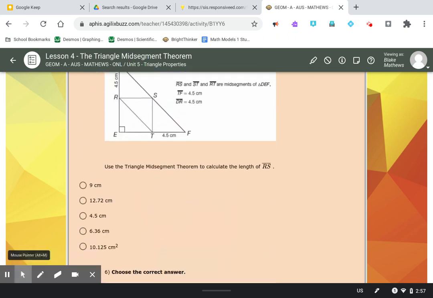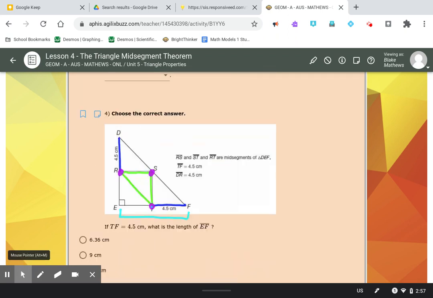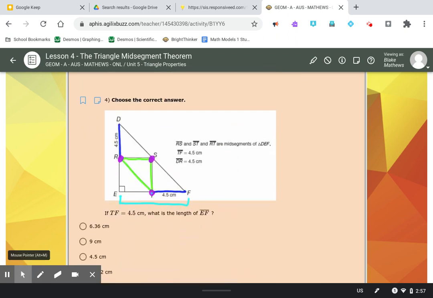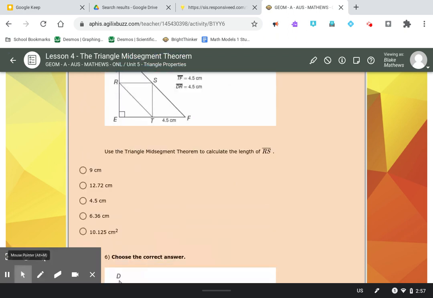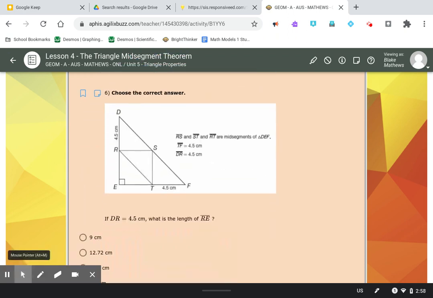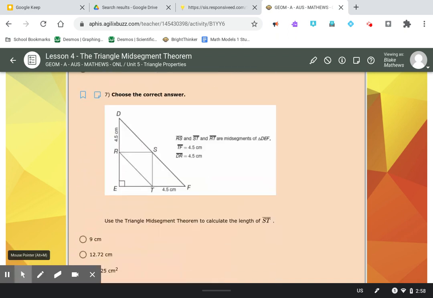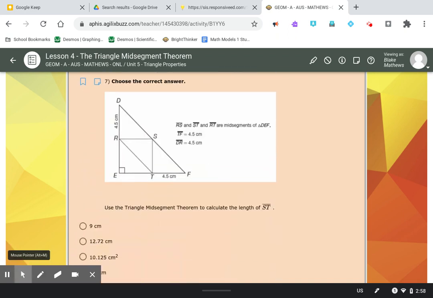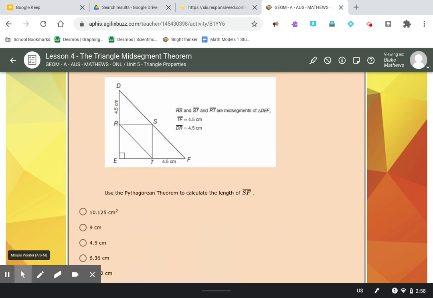More of the same down here. You're going to calculate all the various lengths. So use these values, 4.5 here and here, to calculate all these values. I'll just go ahead and say this first one, that's going to be 9 centimeters. So EF is going to be 9 centimeters because this is also 4.5. Similar idea for the rest of that. So that's the same thing you're going to do for number 5. Number 6. Number 7, same idea. Number 8.